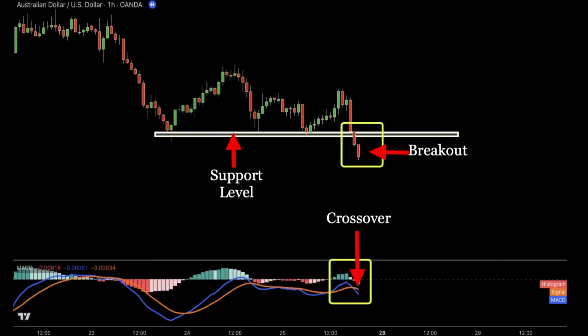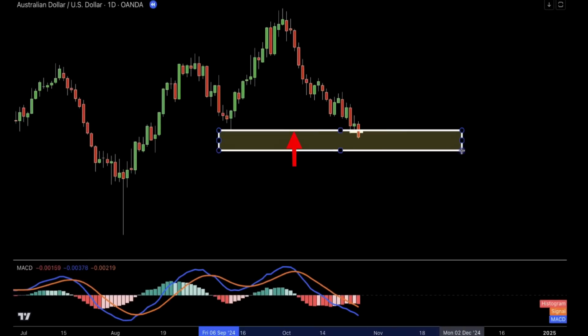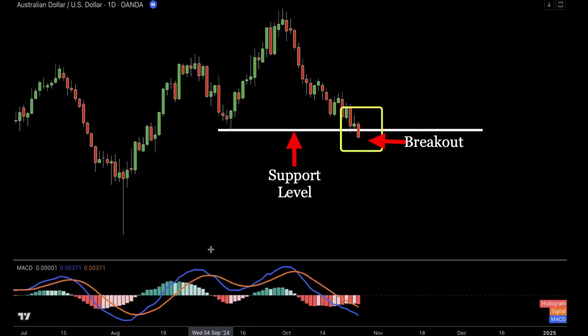Let's move to the daily chart to see if the higher time frame supports our trade idea on the hourly chart. On the daily chart, we can see the market has also broken a key support level, suggesting that the overall trend is bearish. This higher time frame breakdown supports our sell setup on the hourly chart, increasing our confidence in the trade.